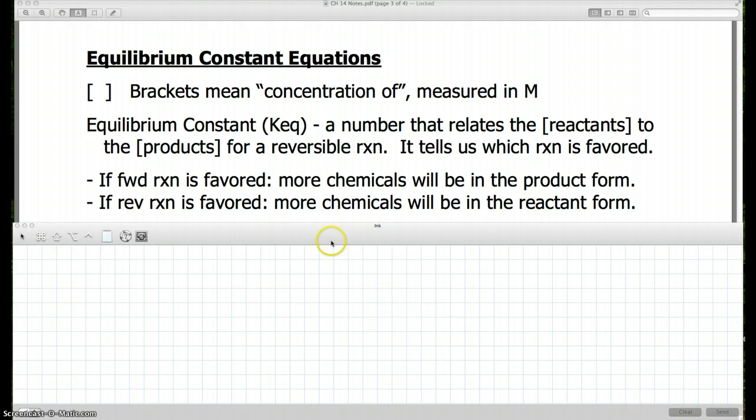And one thing we're going to talk about here are equilibrium constants, KEQ. K in science and chemistry oftentimes stands for constant, and the EQ stands for equilibrium. It's simply a number that relates the concentration of reactants to the concentration of products for a reversible reaction. It tells us which reaction is favored. Remember, RXN is the abbreviation for reaction.